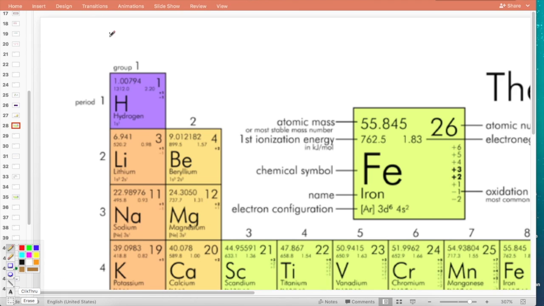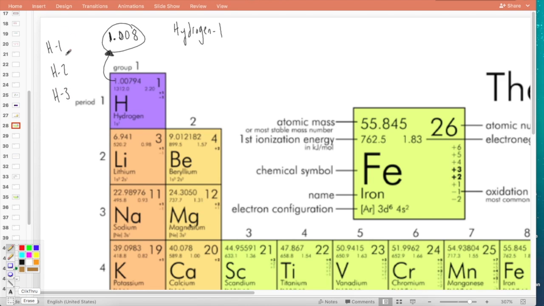Because its average atomic mass is about 1.008, this tells me that most of the hydrogen in the universe is hydrogen 1. How do I know that? Because this number, the average atomic mass, is a weighted average. It's the average of all the different isotopes, considering their abundance. So remember, the three isotopes of hydrogen are hydrogen 1, hydrogen 2, and hydrogen 3.